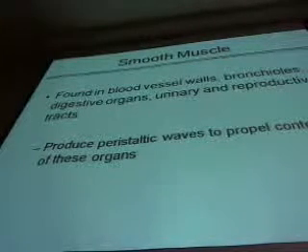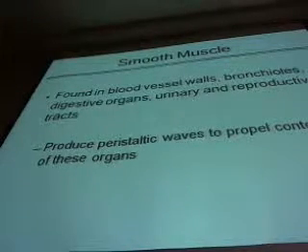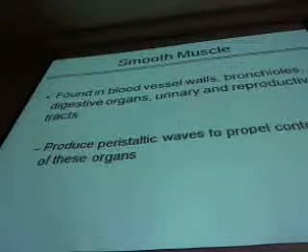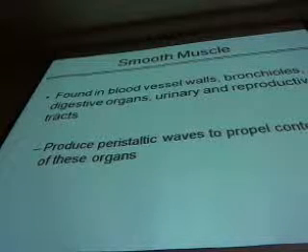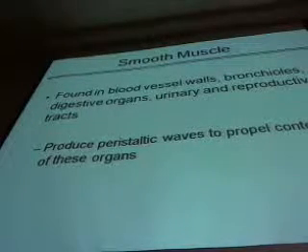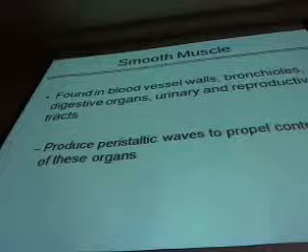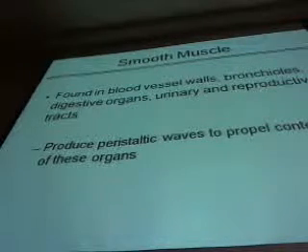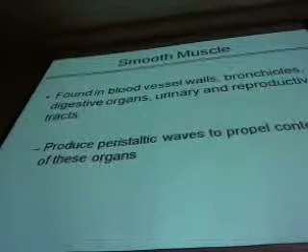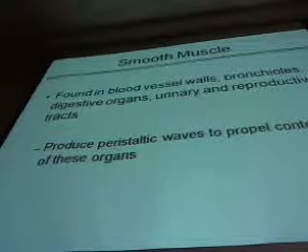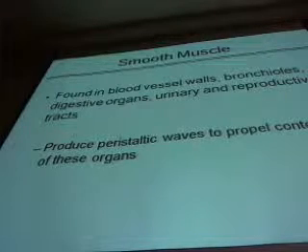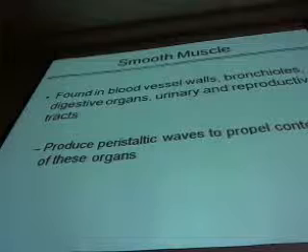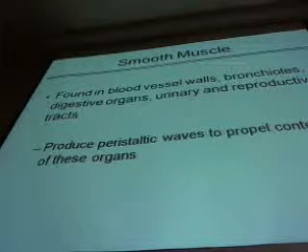The smooth muscle not only goes the length of the organ, but it will also wrap around the organ. So that's how you can produce peristalsis. That's how you can put pressure on the bladder to urinate, or how it reacts to pressure on the bladder to urinate. It's how it moves food through the stomach.